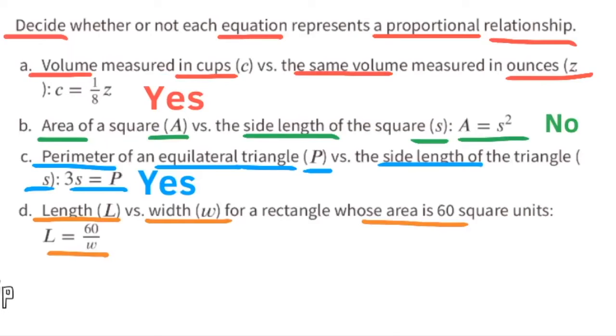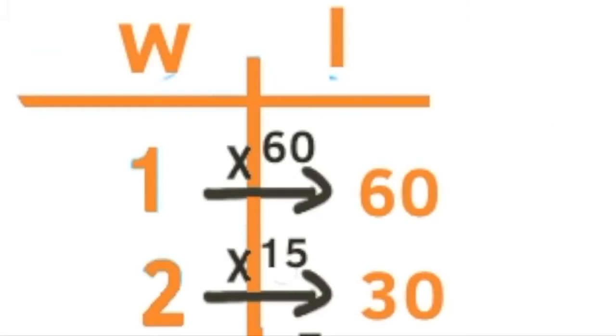D. Length L versus width W for a rectangle whose area is 60 square units. The equation that would represent this is L equals 60 over W. No, this equation does not represent a proportional relationship because we're not constantly multiplying the width times the same number to get the length. For example, a rectangle could have a width of 1 unit and a length of 60 units. That means that the length is 60 times greater than the width.